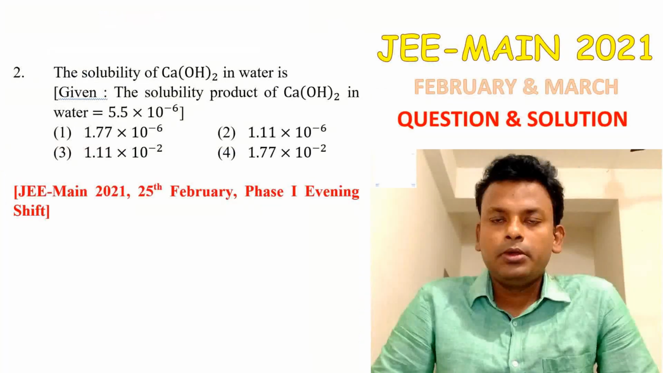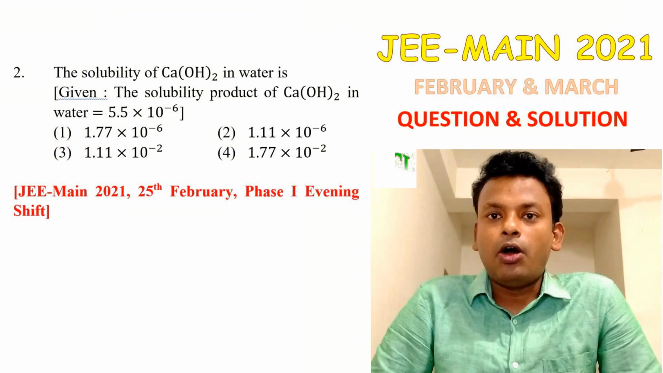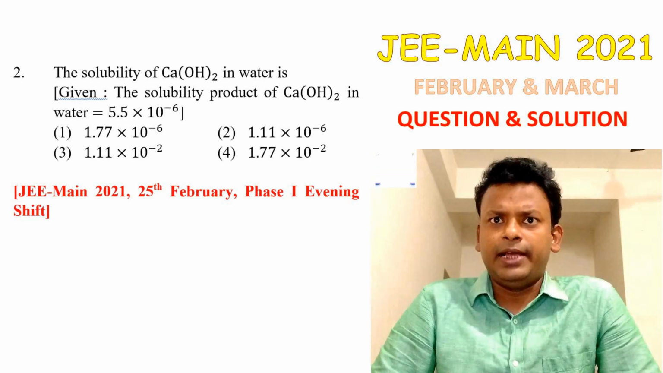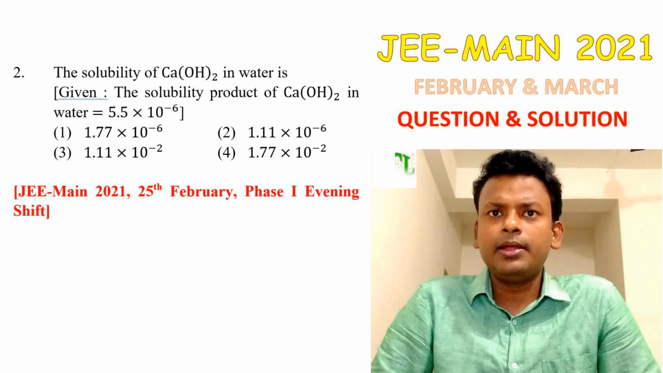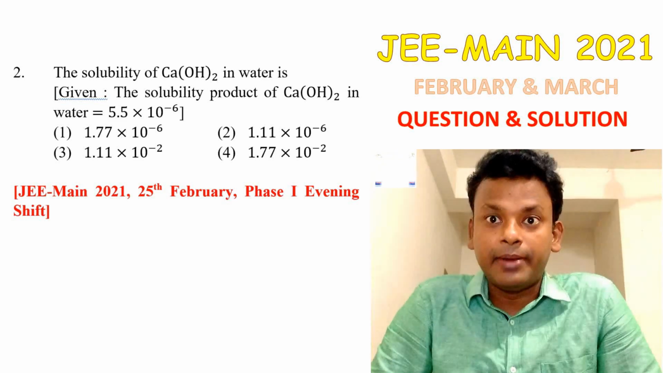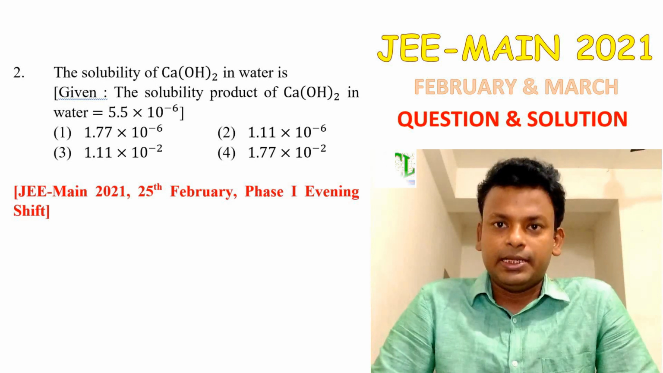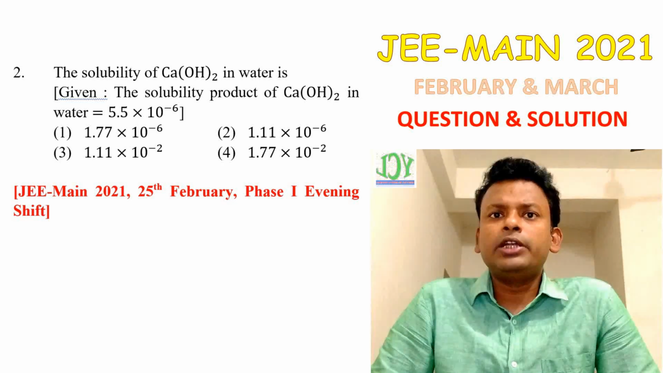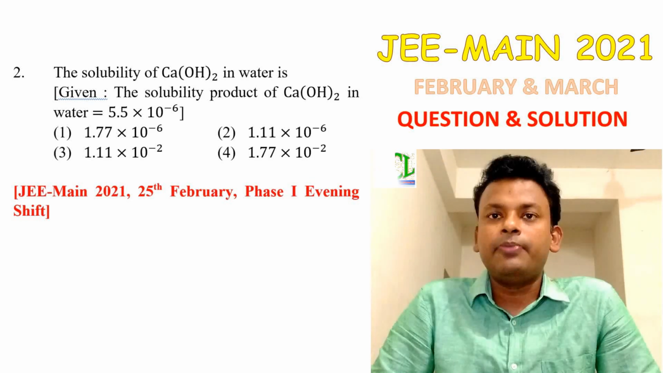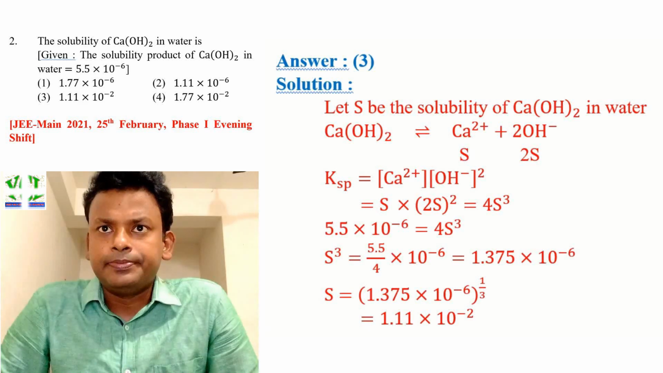And next question, question number 2. The solubility of calcium hydroxide in water is... options are given, and the solubility product of calcium hydroxide in water equals 5 into 10 to the power minus 6. This question was set in 2021, 25th February, shift 1, evening shift, and the answer is 3.